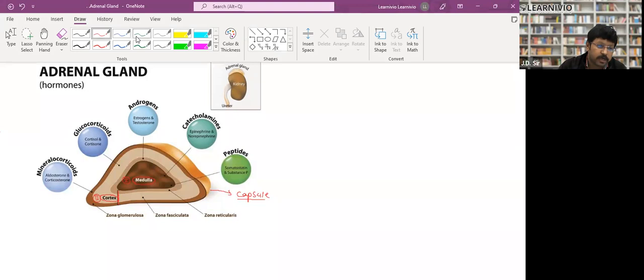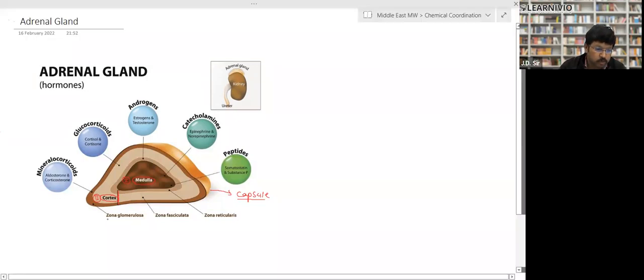The outermost layer is known as zona glomerulosa, then the B layer is zona fasciculata, and the C layer is zona reticularis. The zona glomerulosa secretes mineralocorticoids, whose major hormones are aldosterone and cortisol.